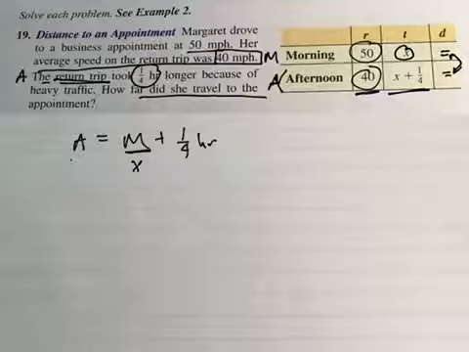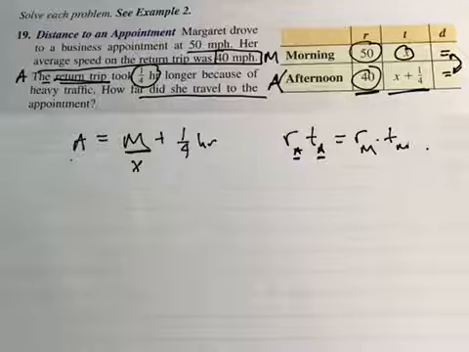So remember, distance equals rate times time. So the rate in the afternoon times the time in the afternoon is the same as the rate in the morning times the time in the morning, because those are both the distances, and the distances are the same. Sorry, I said morning, but I wrote A. These two distances are the same. So if we just set them equal to each other, that equation is going to be true.